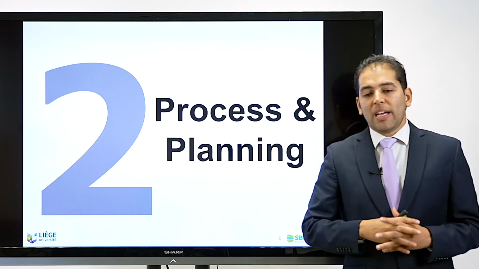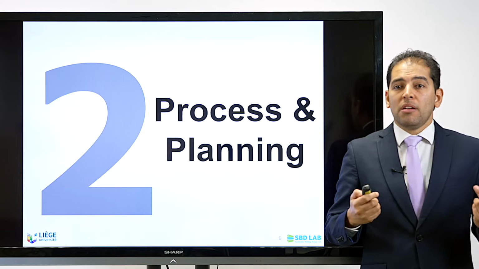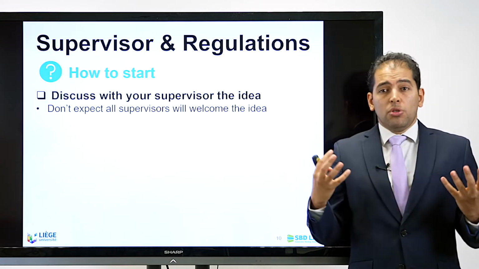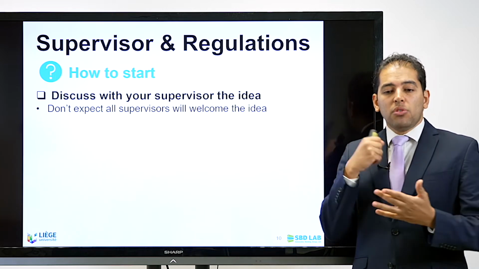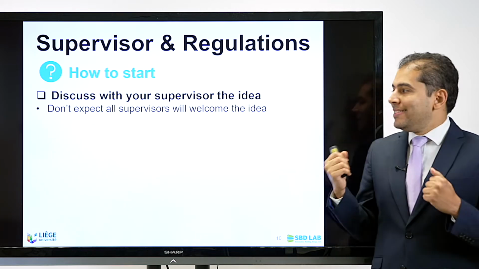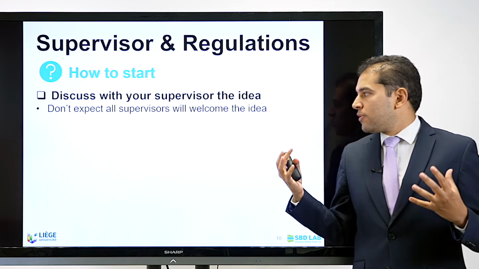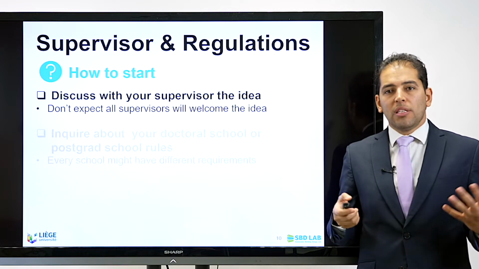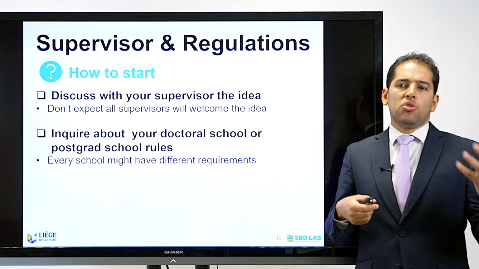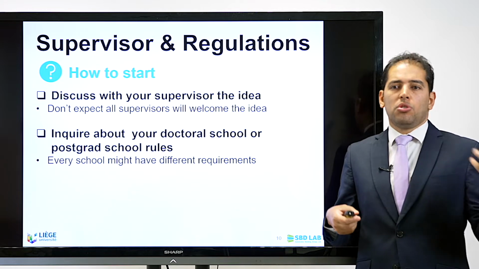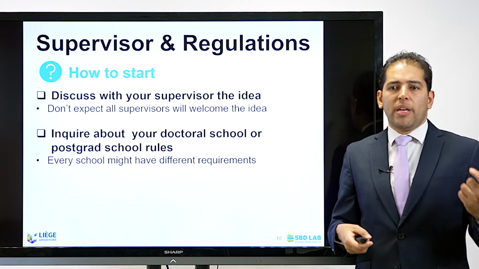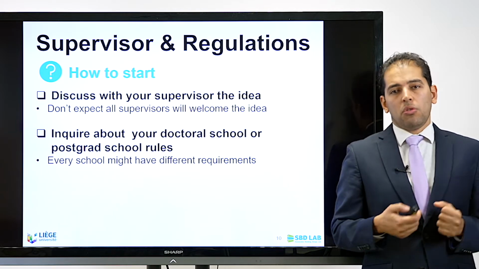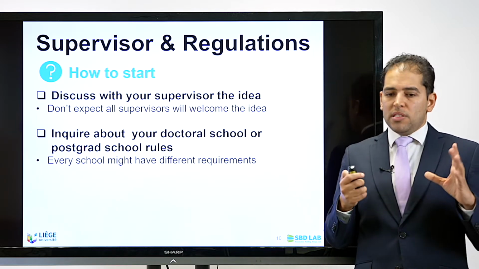Now allow me to move to the second part about the process and the planning of my article-based PhD. First of all, how should I start? First thing I have to do, I have to discuss with my supervisor the idea. Don't expect that all supervisors will welcome the idea, because many supervisors are old school, they don't like it and they don't enjoy it. They want to read this old monograph with a narrative, with a storytelling, a thick book of 200 pages, 300 pages, and they want to have it the old way, like they wrote their own dissertation. So you will find resistance.